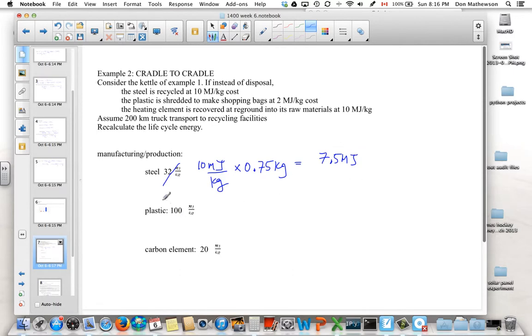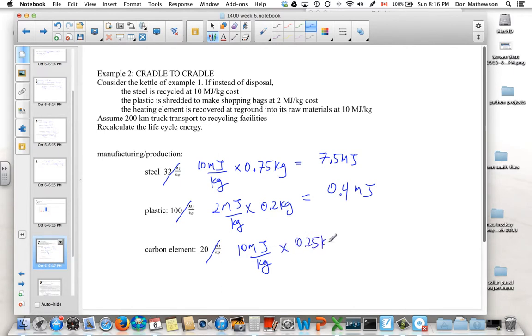So if you can recycle the plastic and it only costs 2 megajoules per kilogram to recycle the plastic, then with 0.2 kilograms of plastic, the amount of energy cost for the product just to borrow the plastic is a lot less than actually making new plastic. Carbon, instead of making the carbon, you just borrow it, and then you use energy to return it back to its previous virgin state. So this is a lot less than the energy we'd calculated previously.